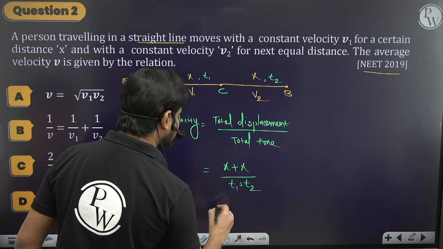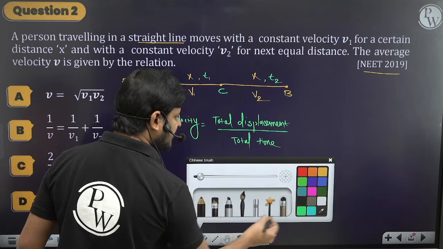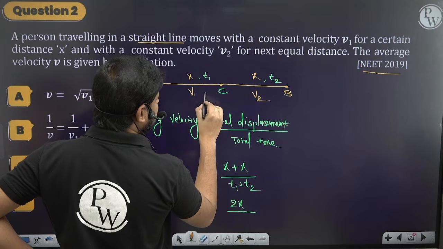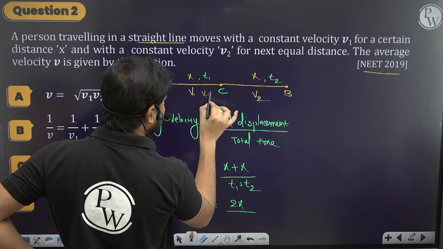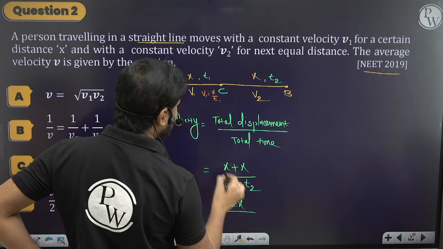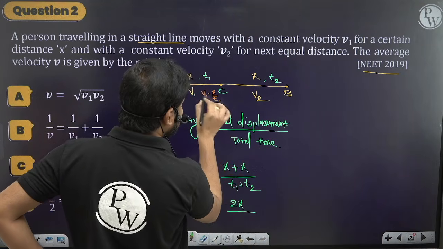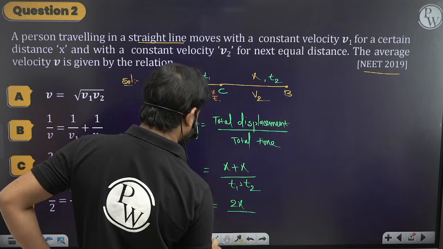So in the numerator we already know that this is 2x by, so now how do you find the time t1? The simple logic you already got, right? So how do you write? We know that from A to C the velocity v1 is equal to the distance covered x, time taken t1. So from there t1 is equal to what? In place of t1 we can write x by v1.